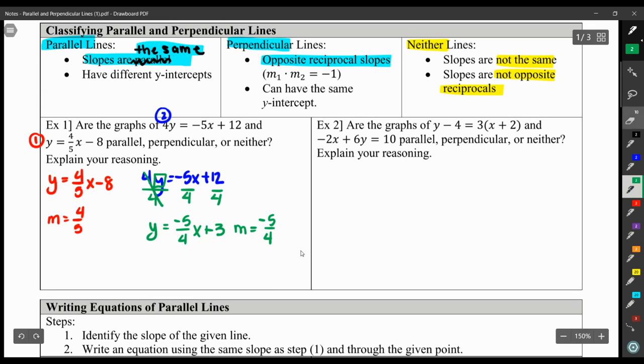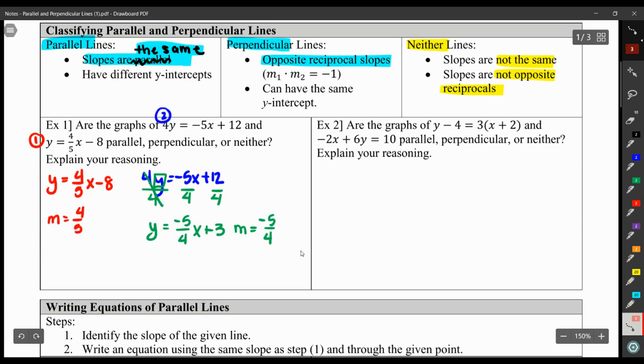Now we compare these two slopes together. Let's first check if they are parallel. Parallel lines mean they have the same slope. Is 4/5 the same as -5/4? Well, no, those are two different numbers. Since the slopes are not the same, it is not parallel.